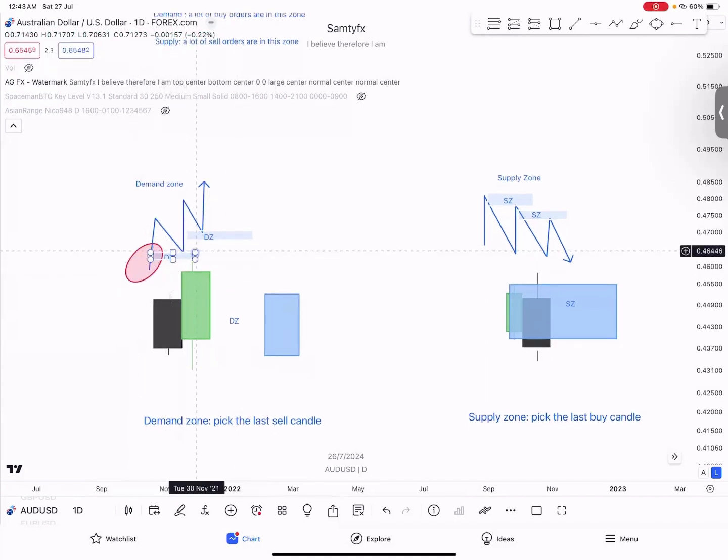That is the reason why the market came back down, reacted to it, and then boom, up it goes. It broke structure. Then the market came down again and reacted to this particular zone. There will normally be another demand zone here, and that demand zone will have something like this. It will have a green candle and a black candle. That means it will have a bearish candle and a bullish candle.